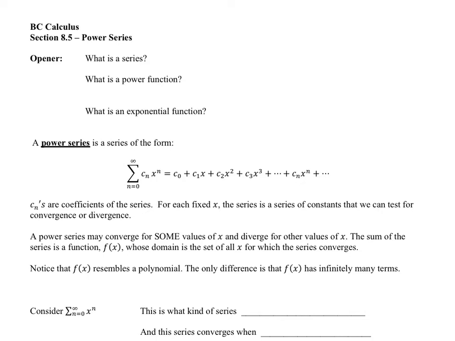So a series is a sum of terms, and our primary way of writing this would be the sigma notation, where we have, for example, n equals 0 to infinity, let's say, of some series a sub n.